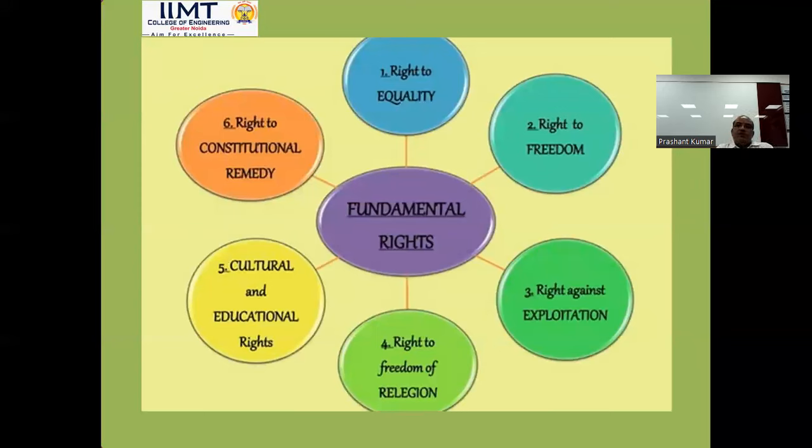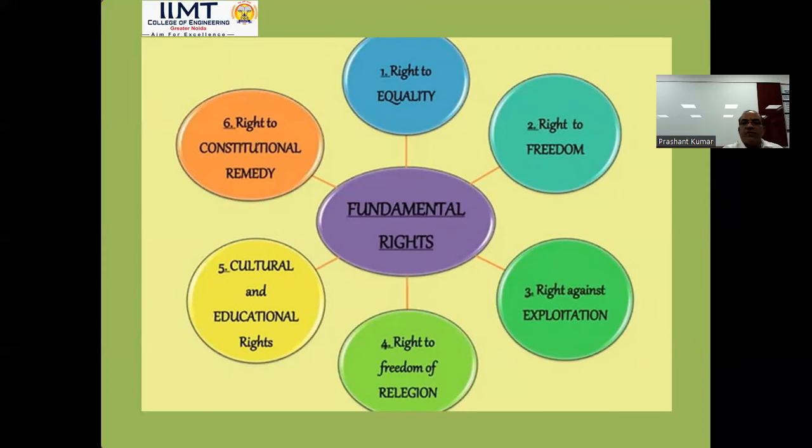If we talk about them one by one, first, right to equality in terms of gender, and you can say all respect from A to Z. Next, right to freedom, which may contain your freedom of speech, freedom of expression. And the third one is freedom against exploitation. The fourth one is right to freedom of religion. The fifth one is cultural and educational rights. And the most important one is the sixth one, that is the right to constitutional remedies.